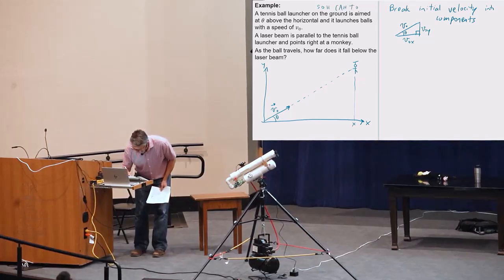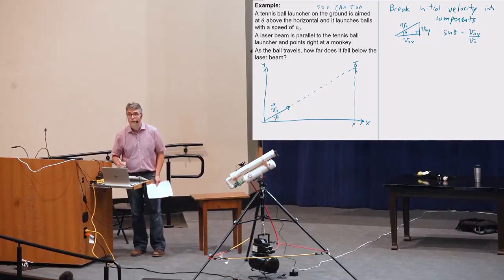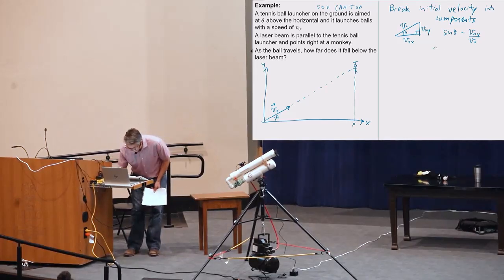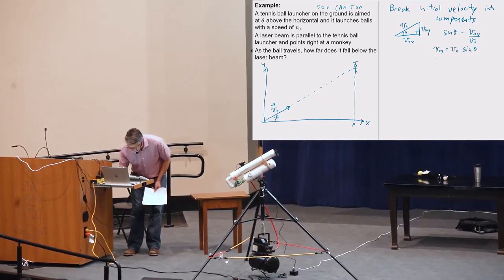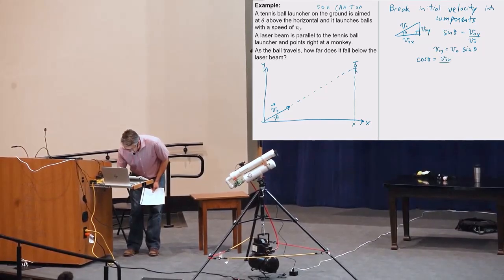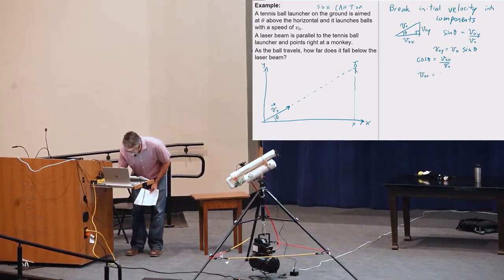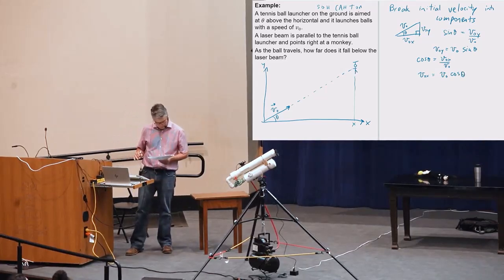SOHCAHTOA. It means that the sine of this angle theta is equal to the opposite, which is v0y, divided by the hypotenuse, which is v0. And you can solve that out for v0y. v0y is equal to v0 times sine of theta. And then similarly, cosine of theta is adjacent over hypotenuse. So the adjacent is v0x divided by the hypotenuse v0. So then again, solve for v0x and you get v0 times cosine of theta. So that's your first step.